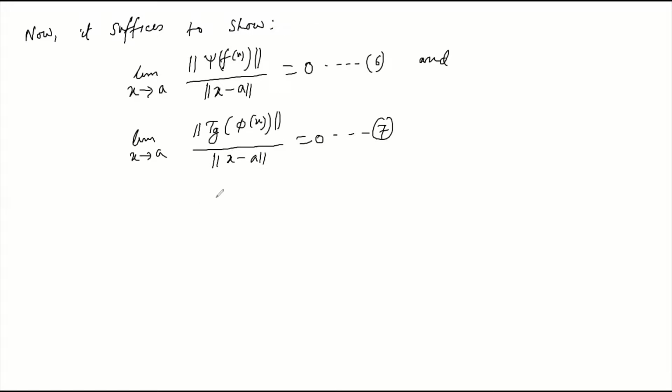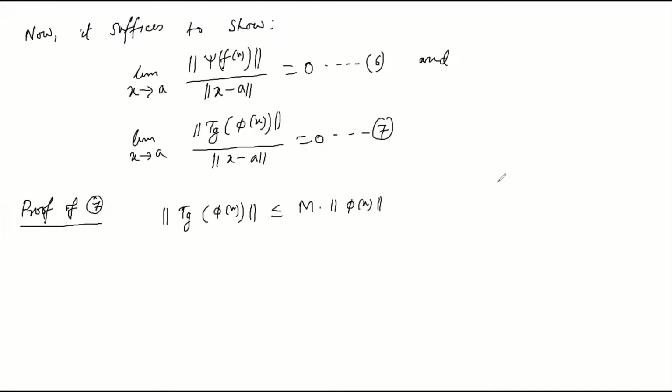So now we prove equations 6 and 7. First, let us prove equation 7. Proof of equation 7. Well, Tg is a linear transformation acting on phi of x, and therefore there exists some m such that this quantity is less than or equal to m times norm of phi of x.